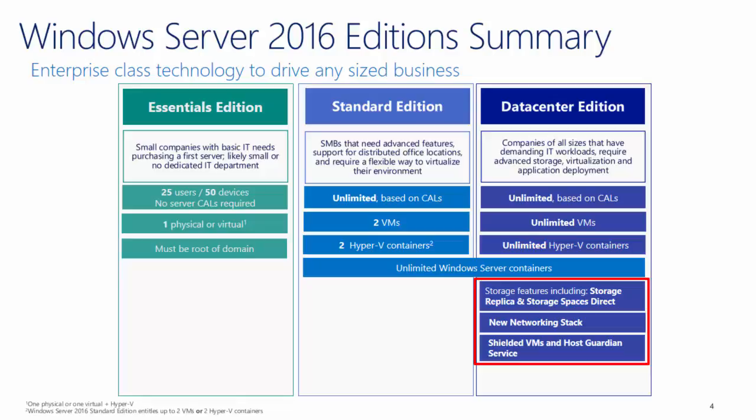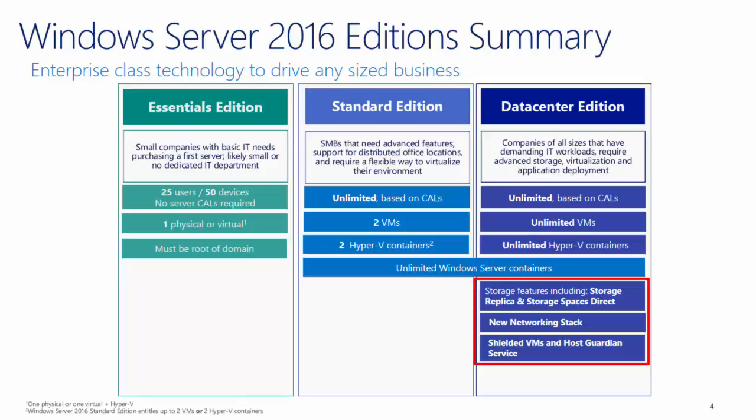Now, as we move across to Data Center, the important things to note here is that the CALs are the same, unlimited virtual machines, as well as unlimited Hyper-V containers. That kind of makes sense: if Standard Edition is limited to either 2 VMs or 2 Hyper-V containers, then Data Center allows unlimited on both. Where things really start getting different with Data Center 2016 is a lot of the new enhancements that are targeting some of the larger deployment types that are only available as part of the Data Center Edition.